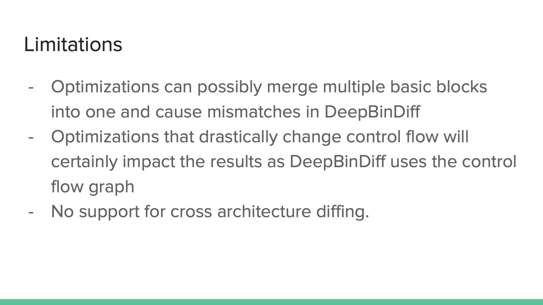Limitations: compiler optimizations can possibly eliminate basic blocks for you and just make a giant basic block. Deep bin diff doesn't fail, but it can't recognize those as well as if they did have separate basic blocks. Optimizations that change control flow drastically will also affect deep bin diff, and the second one will actually affect it more because deep bin diff relies more on control flow than the other matching algorithms.